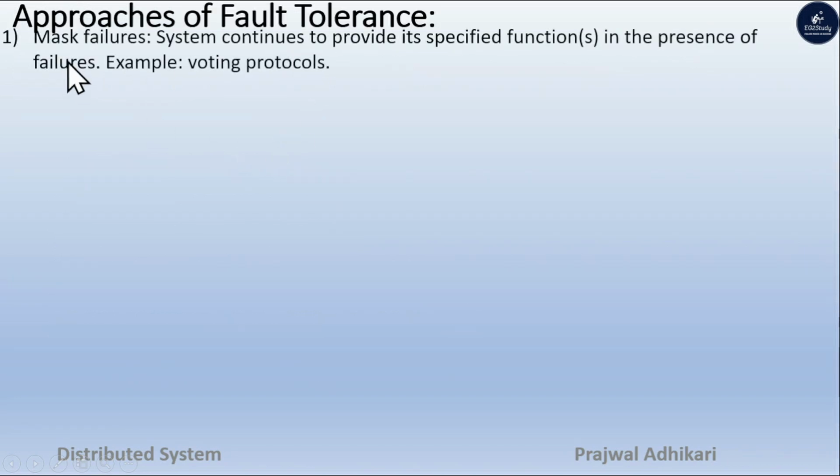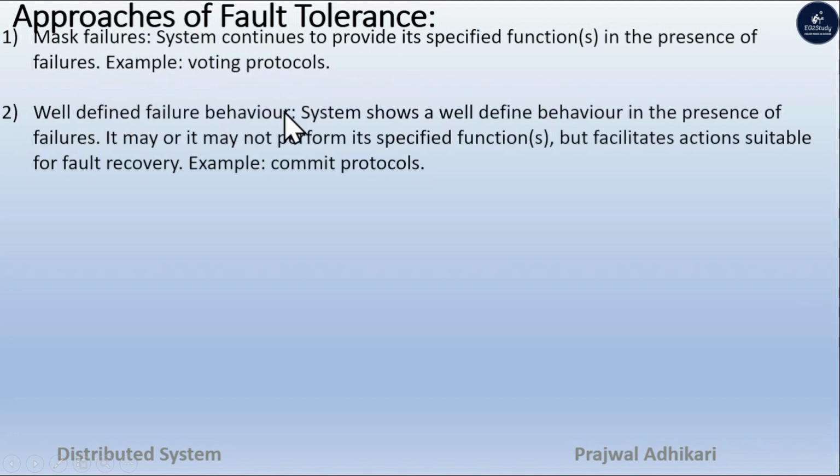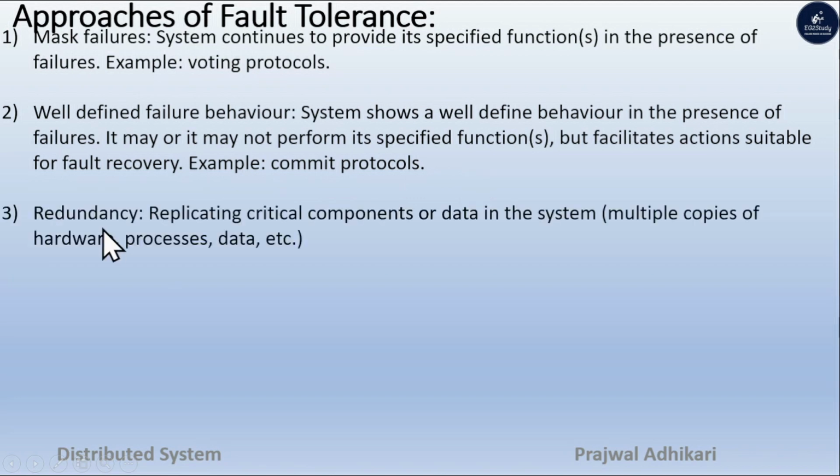They are masking failure. Systems continue to provide their specific function in the presence of failure, for example, voting protocols. Well-defined failure behavior. The system shows a well-defined behavior in the presence of failure. It may or may not perform its specific function but facilitates action suitable to the fault recovery, for example, commit protocols. Redundancy. Replicating critical components or data in a system, for example, multiple copies of hardware, process, data, and so on.